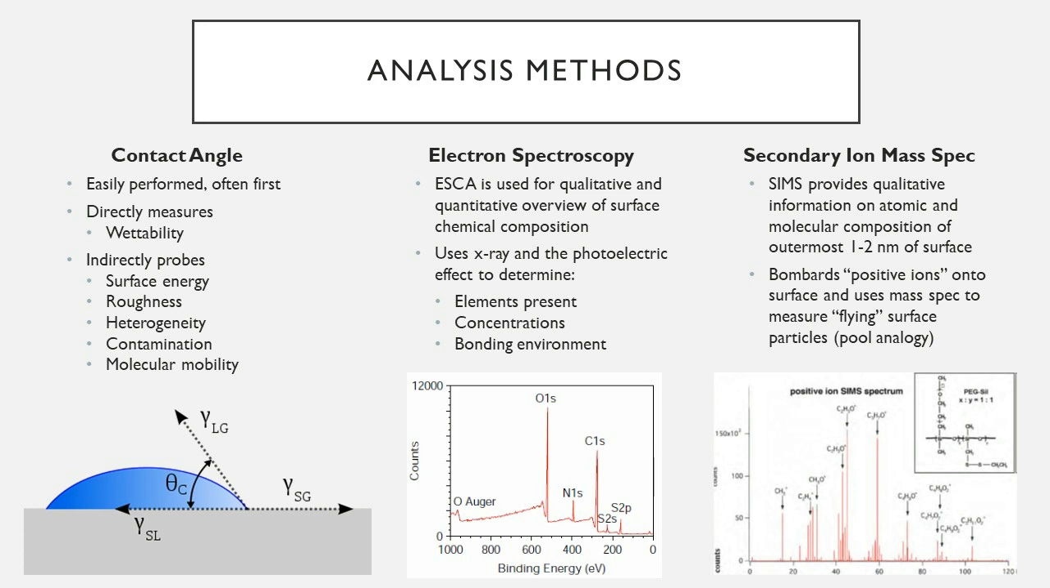The second method, which is called secondary ion mass spec, is very often used in conjunction with ESCA. It has a higher resolution of around 1 to 2 nanometers of a surface. And in this case, it bombards the surface with positive ions and then measures the mass spec of whatever flies off with that. So I always think of breaking in a new game of pool, where you send the cue ball and that breaks apart all these little balls. Depending on the scattering of those little balls, you can determine the chemical composition at a particular surface, usually at a higher resolution than the electron spectroscopy.